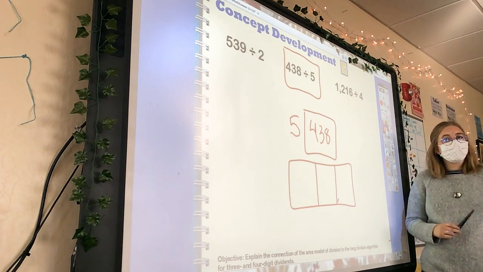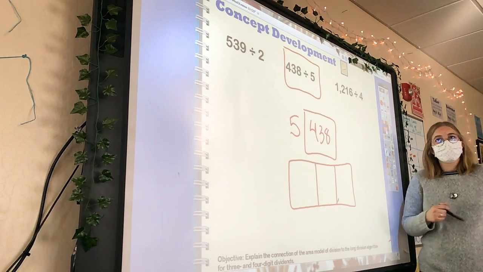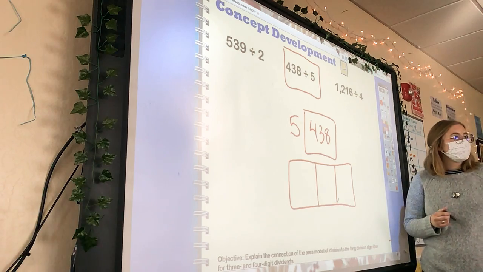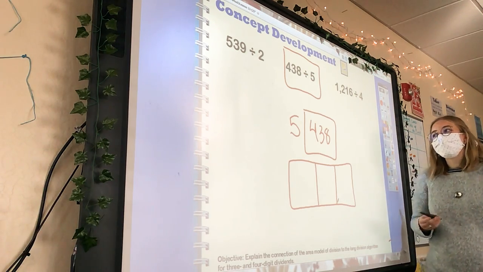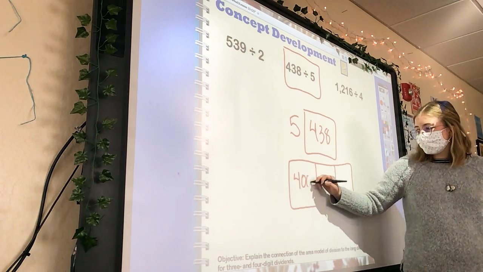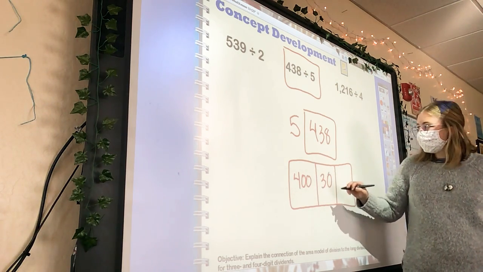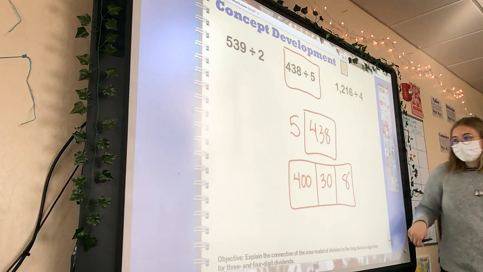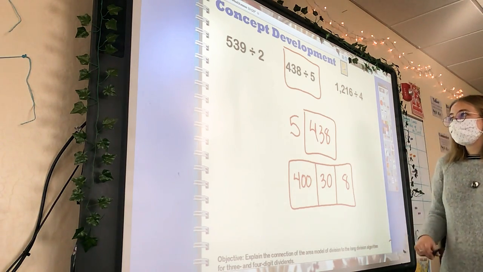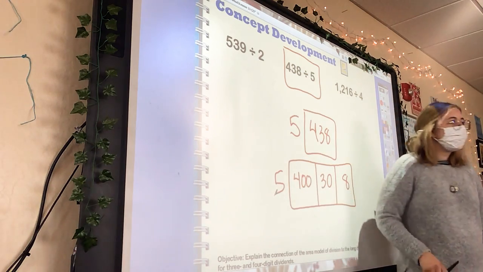You're going to tell me what 438 split up into expanded form is. Are you ready? Class, are you ready? Ready? Go. 400 plus 30 plus 8. Good. And what are we dividing by? What's our width? 5. Okay.